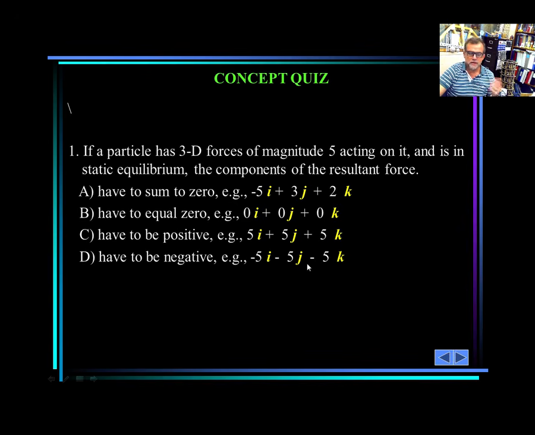Which one is this? Well, every time that I poll my class about this, I get multiple types of answers, and I don't know why. 3D force, equilibrium, resultant force, 0. That's it. There's no resultant force. If it's in equilibrium, the resultant force has to be 0.